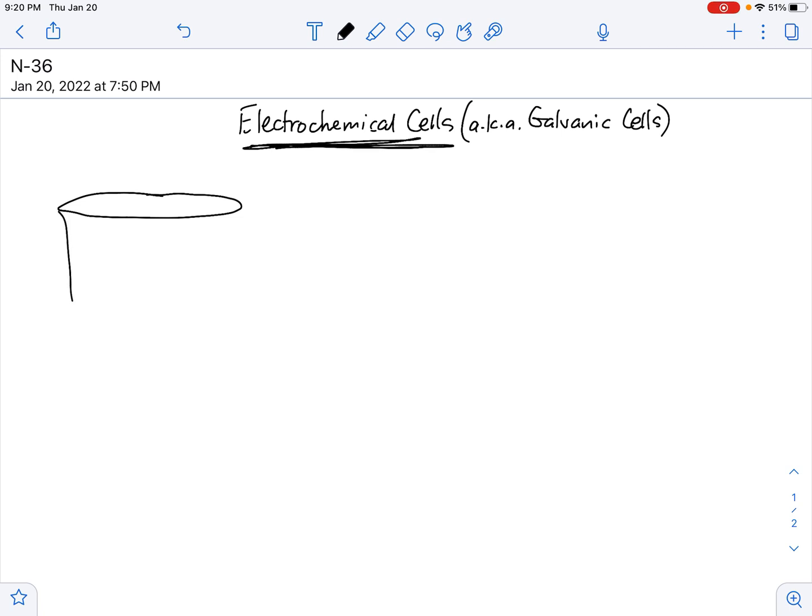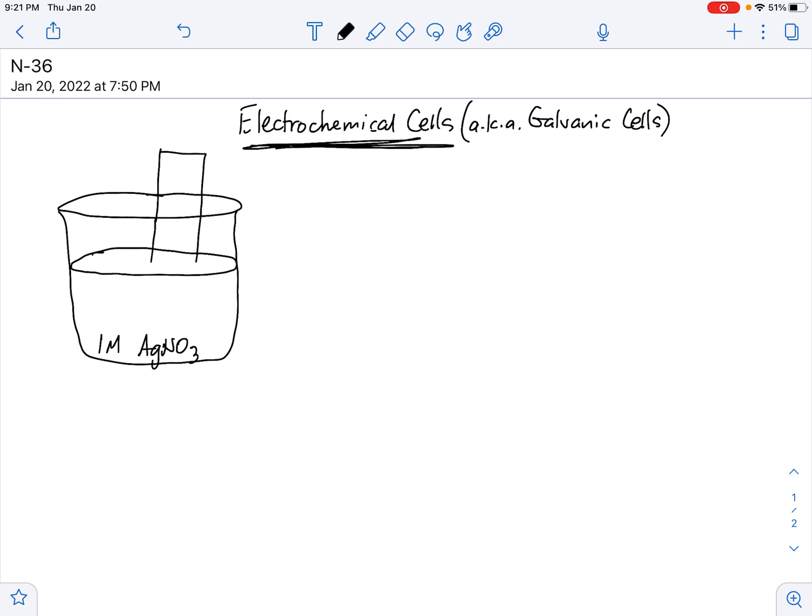So let's start with an example of a spontaneous redox reaction. A nice simple one is to take a beaker with a 1 molar solution of AgNO3 in it, and into that beaker of AgNO3 you put a nice piece of zinc submerged into that AgNO3. And let me just erase stuff so it looks a little bit more three-dimensional. Actually, it looks like a chunk of metal.